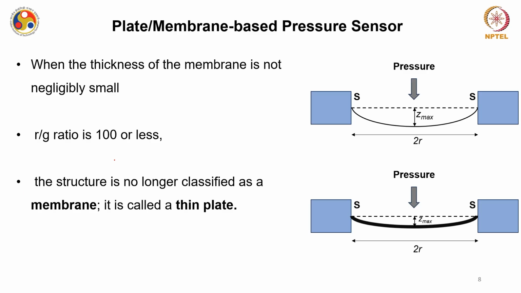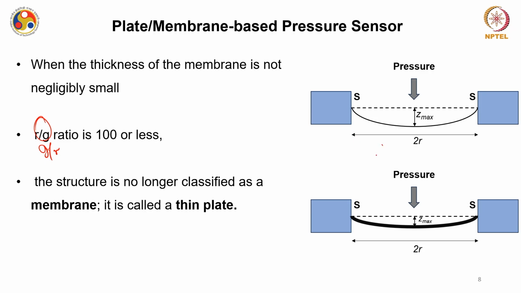Now, when the thickness of the membrane is not negligibly small, what it means is the ratio G by R is now not very small. So, the ratio G by R is now say 100 or even smaller. In that case, the structure is no longer classified as a membrane. Since the thickness is not negligible in comparison to the radius, we will call it a thin plate.